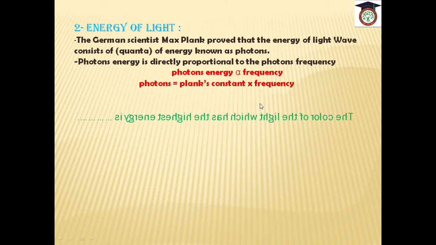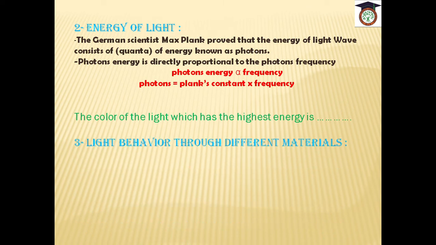Can somebody answer this question? Which color of light has the highest energy? Yes, it's violet, because we said previously that as we go from up to down, from red to violet, the frequency increases. By increasing the frequency, the energy increases. So the color which has the highest energy is violet.